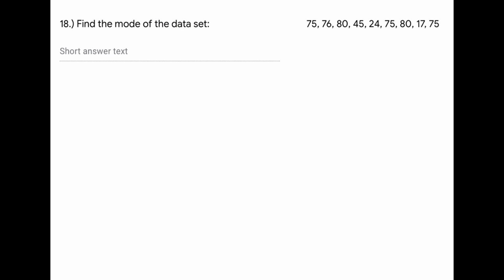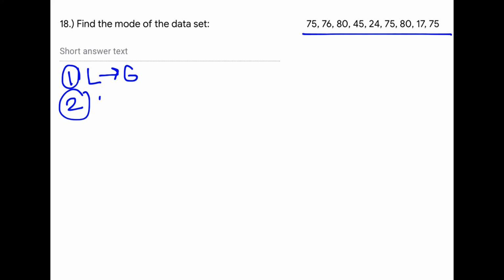Find the mode of the data set. Here is your data set given, and you are finding the mode. Your first step is to order from least to greatest. And then you're going to find the mode. If you remember, your mode means the most.